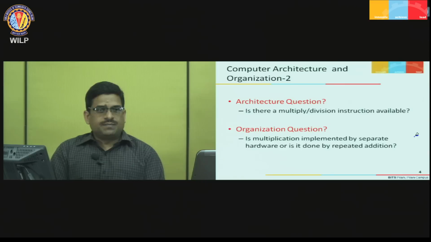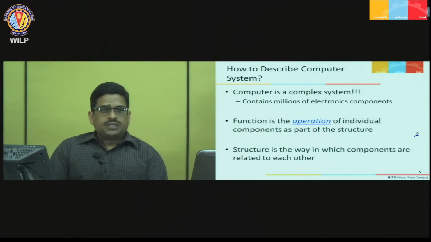Organization is something that usually changes quickly compared to the architecture, and architecture is something which stays the same for a long duration of time, maybe many years, like the Intel 8086 architecture, which evolved a long time back and still exists. But a lot of organizational changes have been made during the past many years in the Intel architecture. Now, these are the two terms I talked about so far.